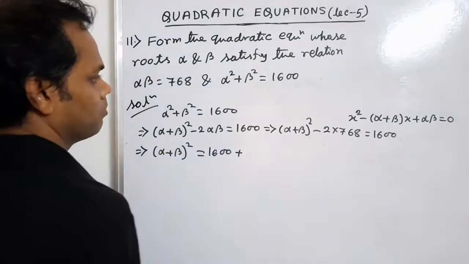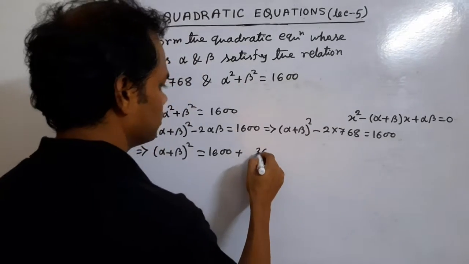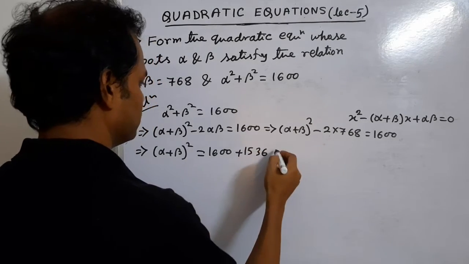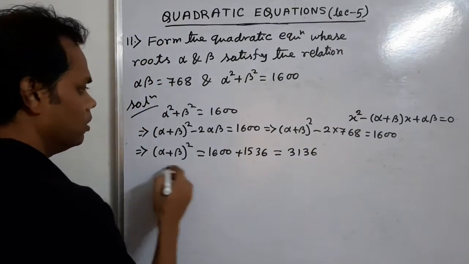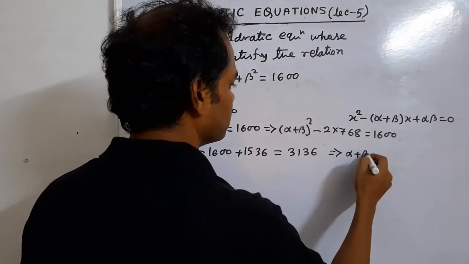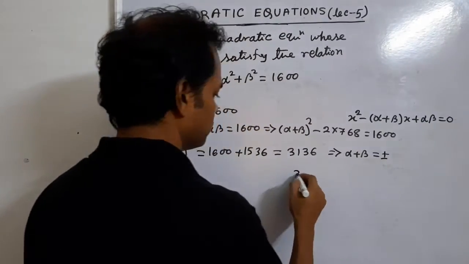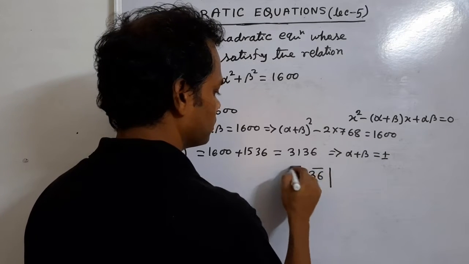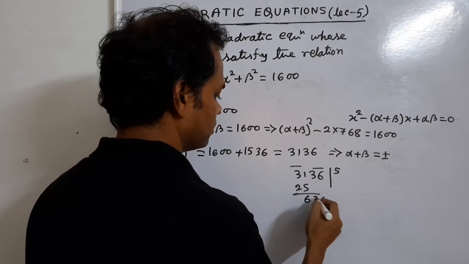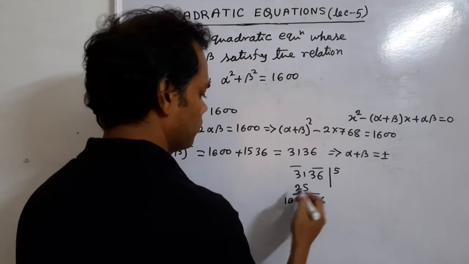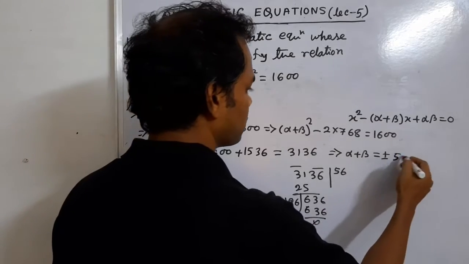So (alpha plus beta) whole square equals 1600 plus 2 into 768, which is 3136 by adding. So alpha plus beta equals the square root of this, which is plus minus the square root of 3136. The square root of 3136 is 56, so alpha plus beta is plus minus 56.